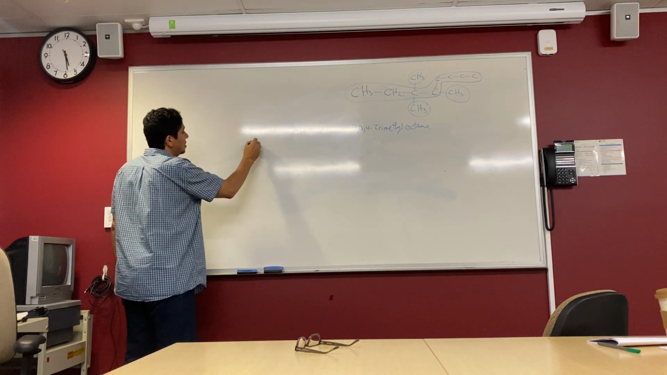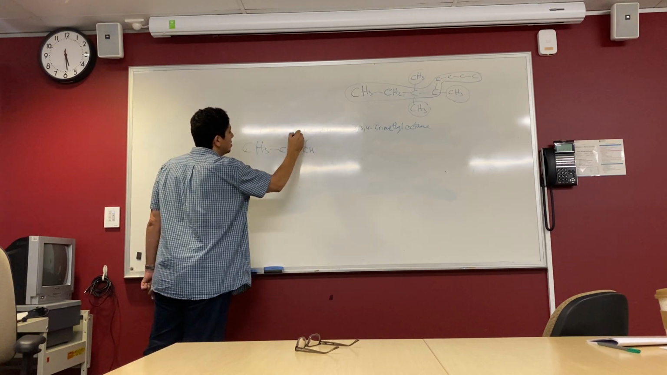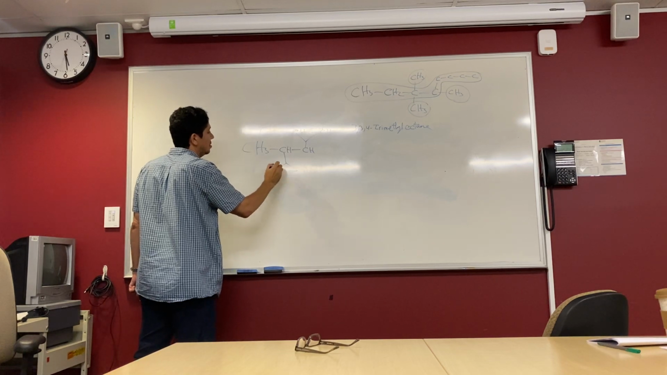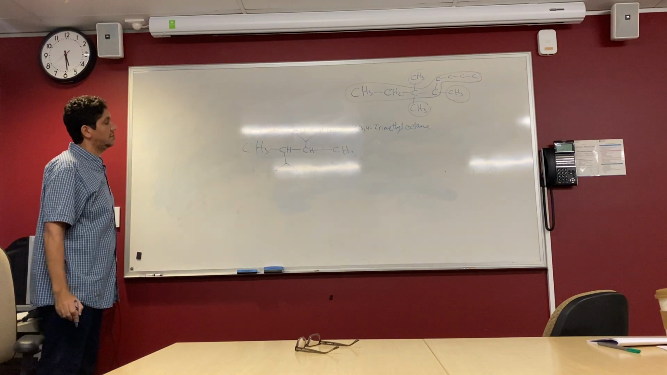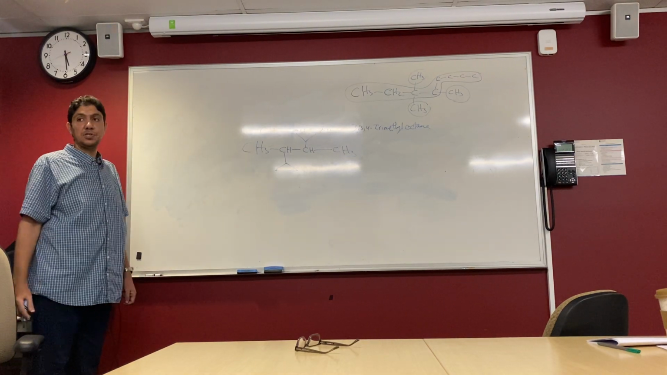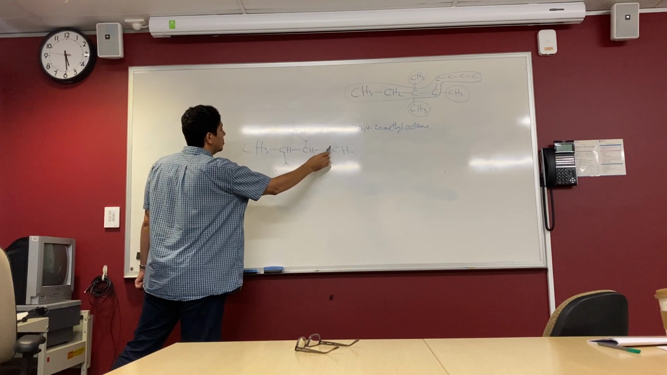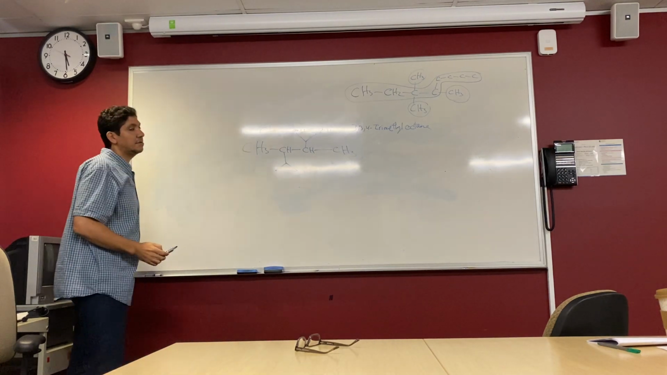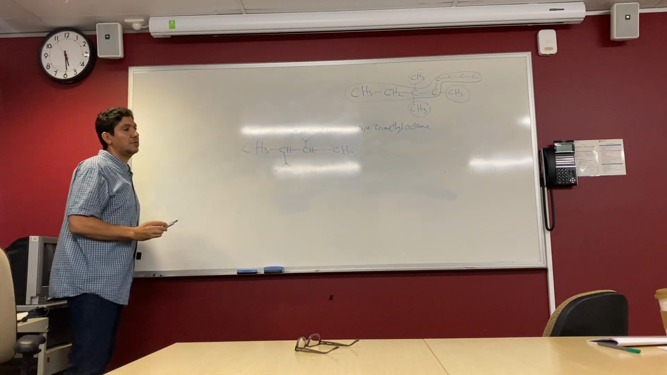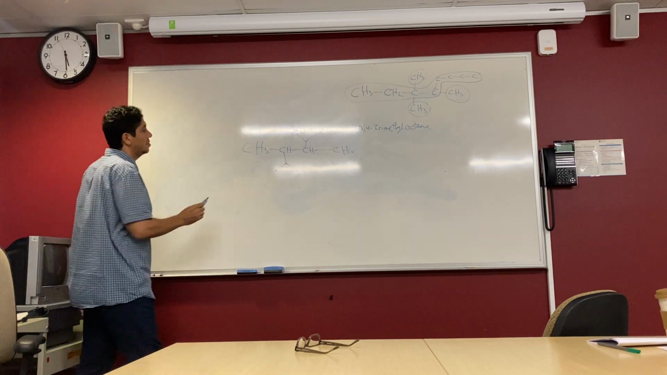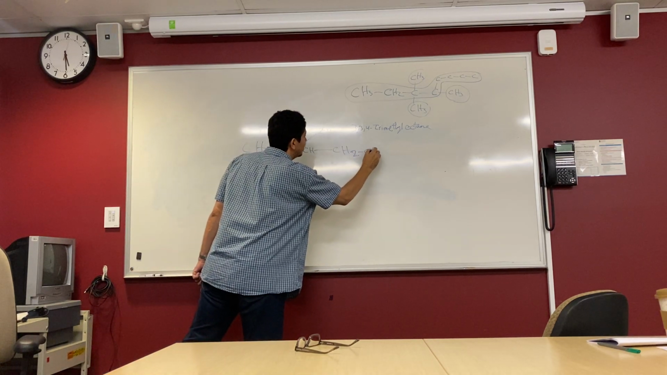Okay, what if we have something like this? So what's the name of this one? Where is the longest continuous carbon chain? 1, 2, 3, 4, right? Or 1, 2, 3, 4, 5. 1, 2, 3, 4, 5. Yes. Okay, so put CH2 here.